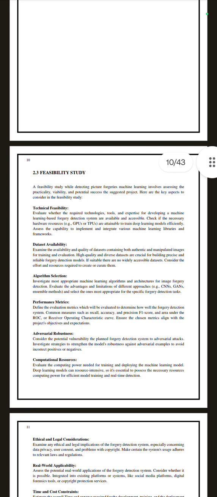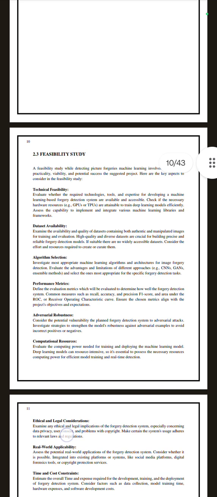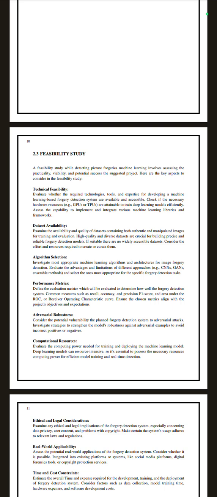Feasibility study: a feasibility study for detecting image forgery using machine learning involves assessing the viability and potential success of the suggested project. Here are the key aspects to consider in the feasibility study. Technical feasibility: evaluate whether the required technology, tools, and expertise for developing a machine learning based forgery detection system are available and accessible.